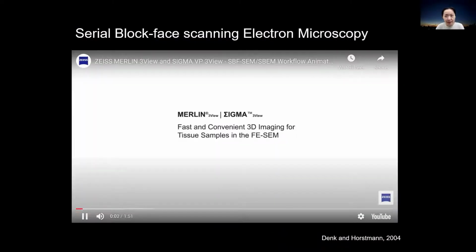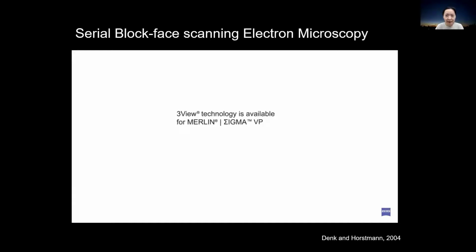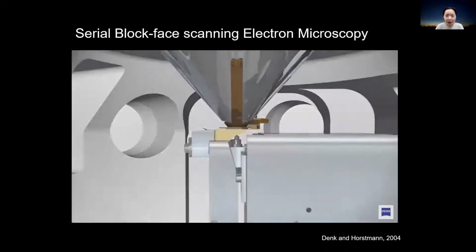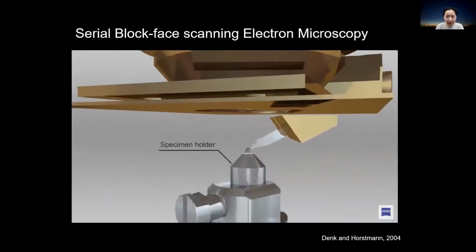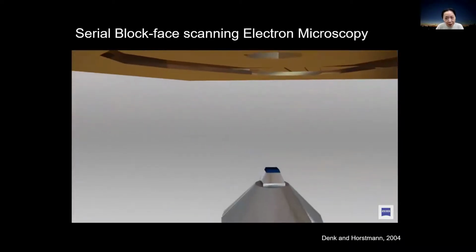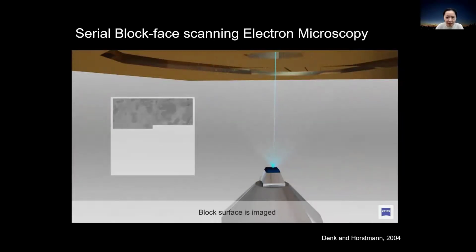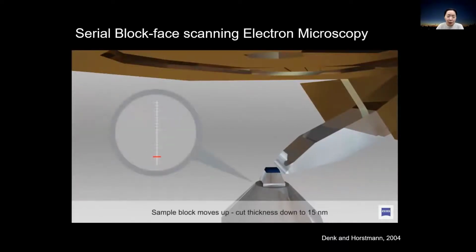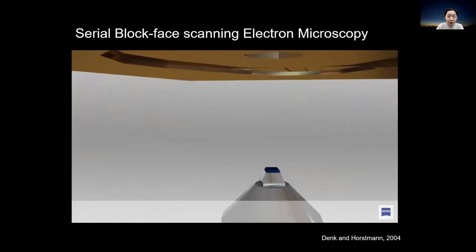We're mainly using serial block face scanning electron microscopy, which was developed by Denk and Horstmann in 2004. This is a video clip from Zeiss microscopy demonstrating how it works. A microtome is mounted inside the microscope vacuum chamber. The sample is positioned on the specimen holder. A diamond knife removes a thin layer of the block face, and after each section, the exposed block face is imaged. The sample is then moved up in a small step. Sectioning and imaging is repeated in this way. And we can acquire images of hundreds of thousands of sections, and then subsequently reconstruct them into a 3D volume.